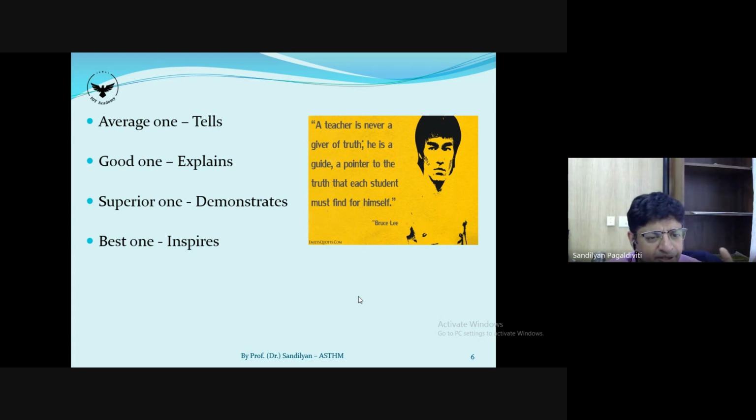And the best teachers are those who are able to inspire the entire class. They actually are very good leaders. These leaders have a lot of charisma, and when they talk, people just listen. And they say something, you just want to do what that person has. You want to be like that person. So if you want to be a great teacher, you need to move from the average to the good to the superior to the best.